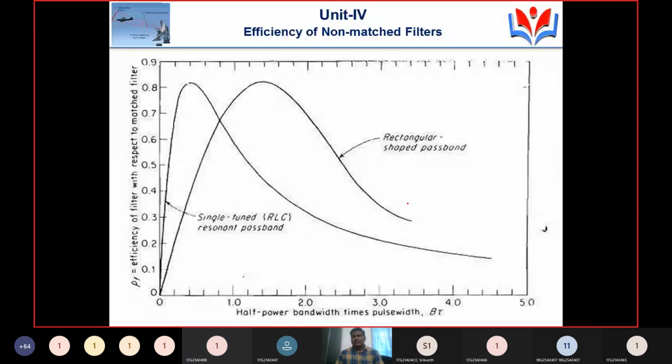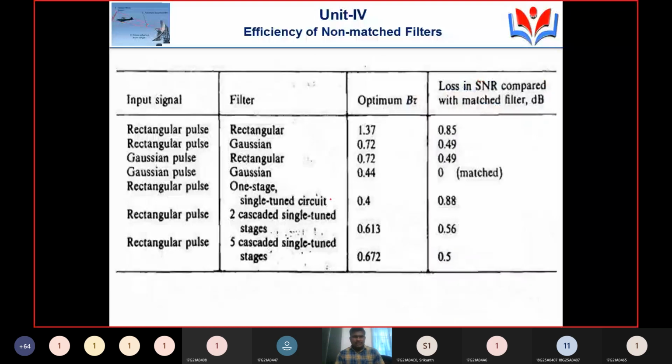If you see, you will see the first table, then we'll go for this. The input signal is based on different input signals. The input signal is a rectangular pulse, and the filter that we are going to take for filtering is a rectangular filter, and bandwidth is 1.34. The loss is 0.85 dB in SNR compared with the matched filter.